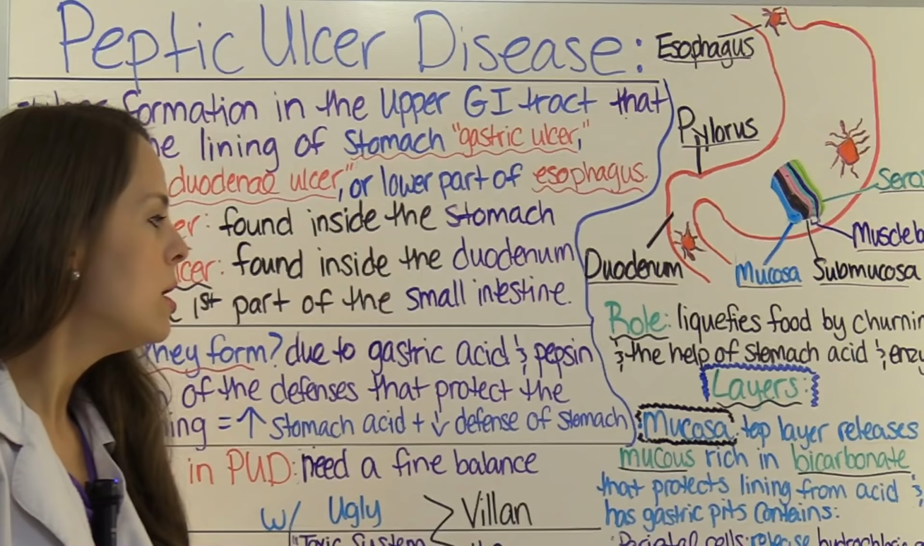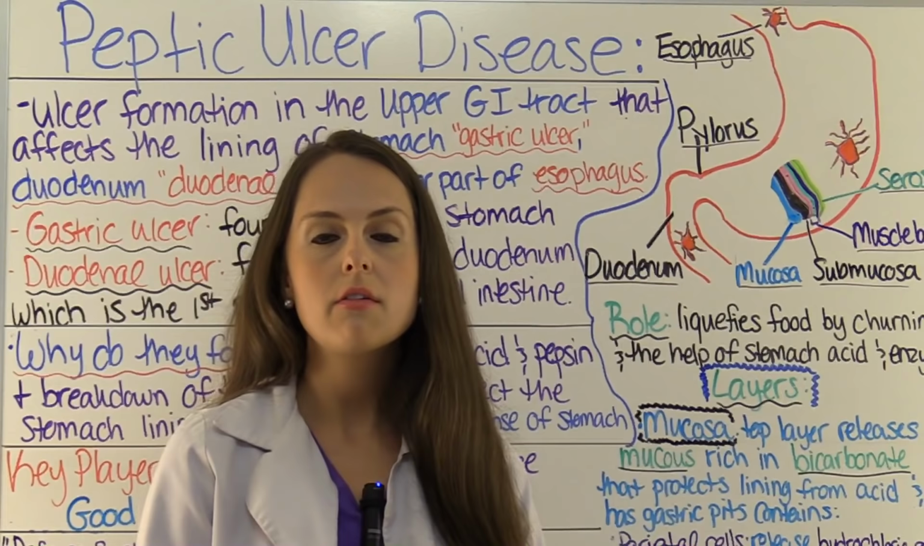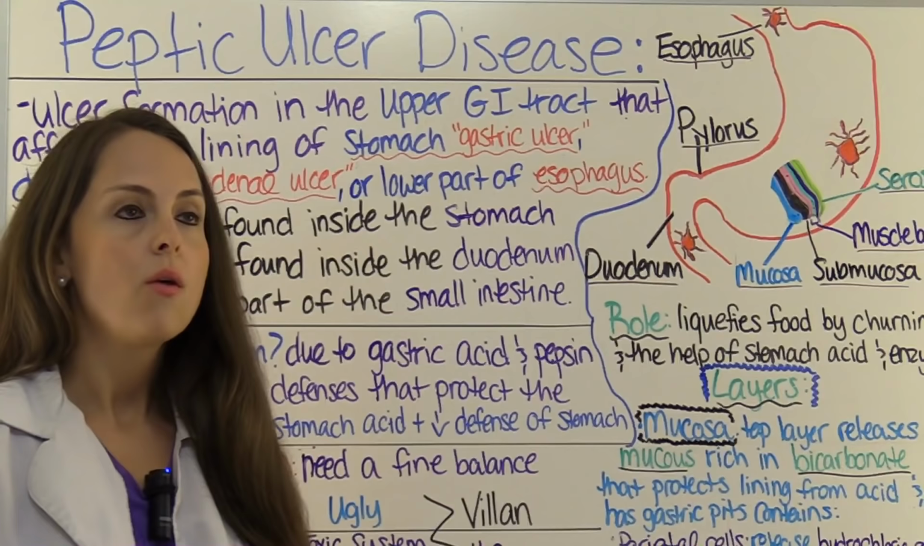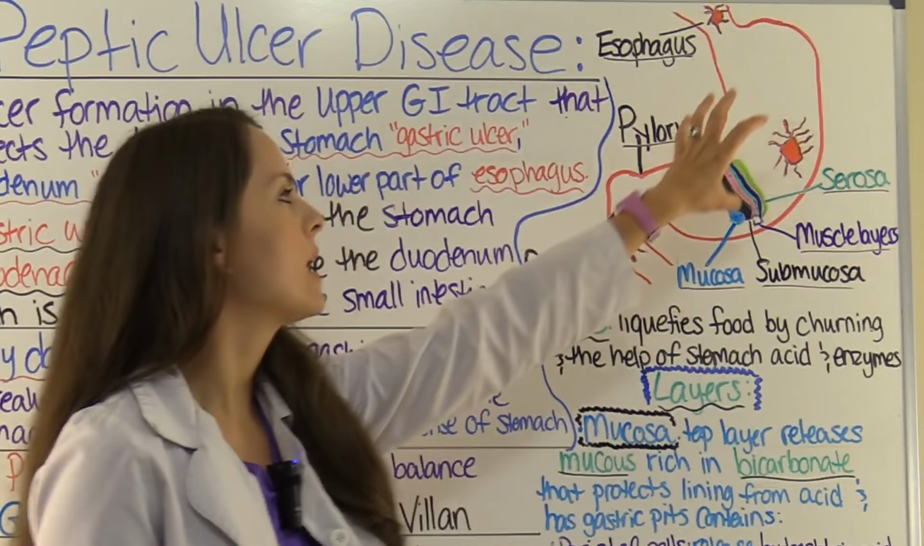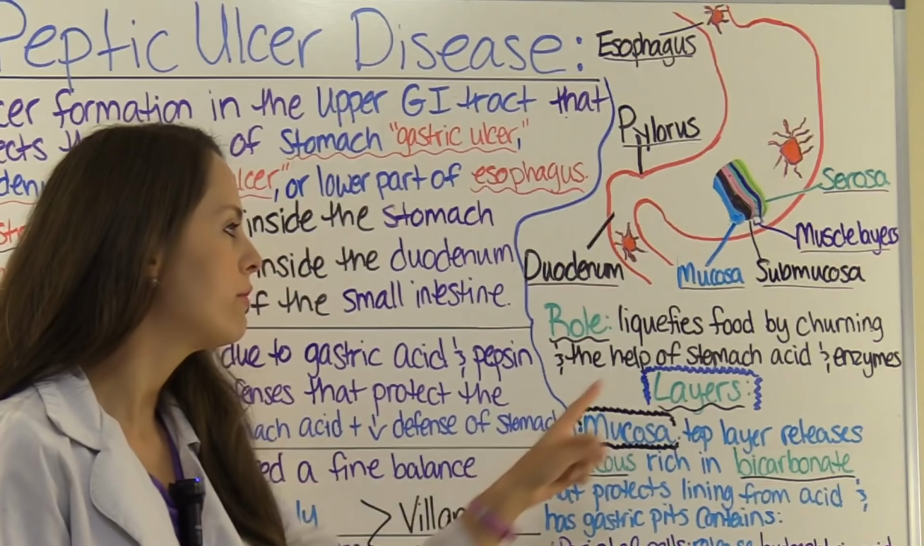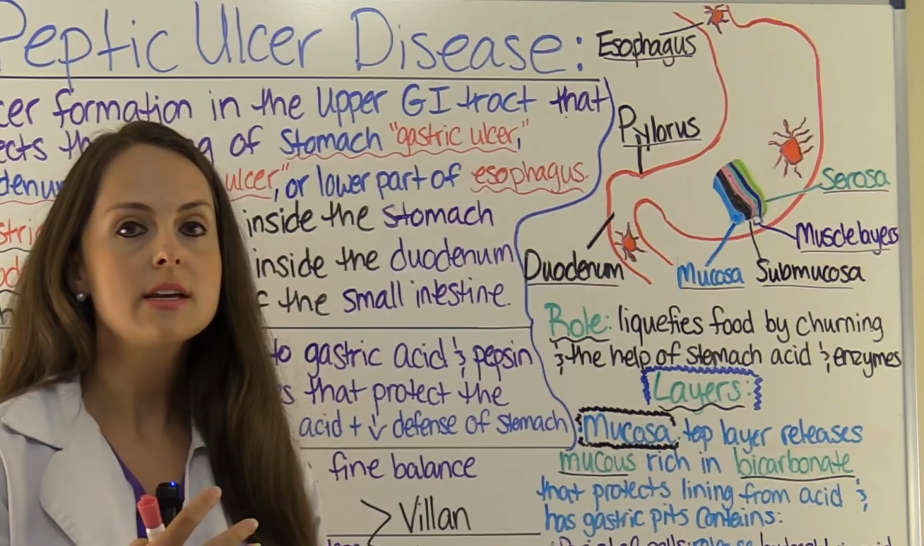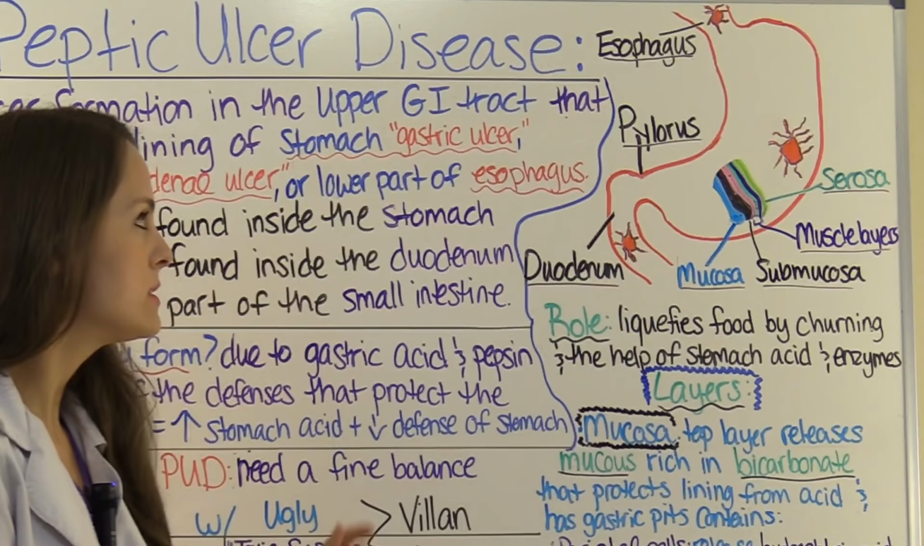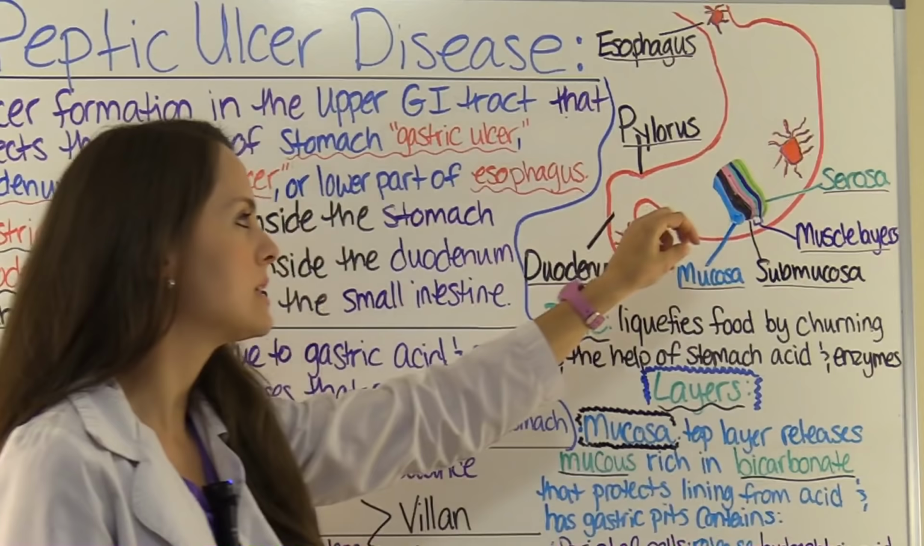Now, before we dive into the pathophysiology of peptic ulcer disease, let's go over the basic anatomy that we need to know for this condition, because it's going to help us with medications, nursing interventions, and everything like that. Okay, so here we have the stomach. It's like a pouch area, and the role of your stomach is to liquefy food by churning it. And it also uses those digestive acids to break down that food.